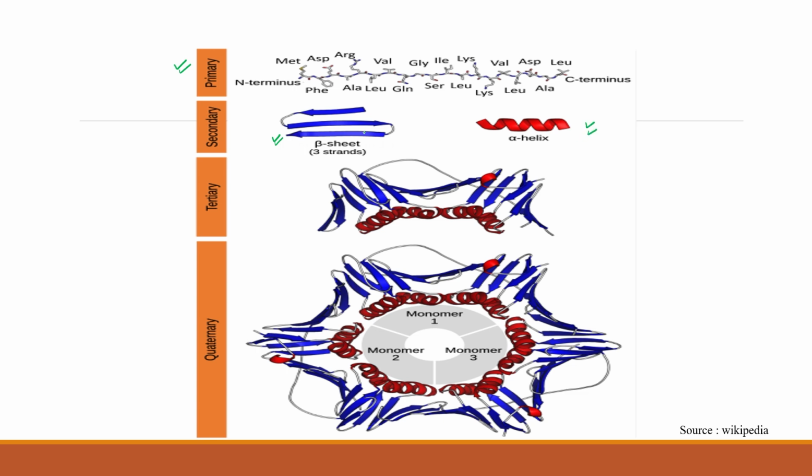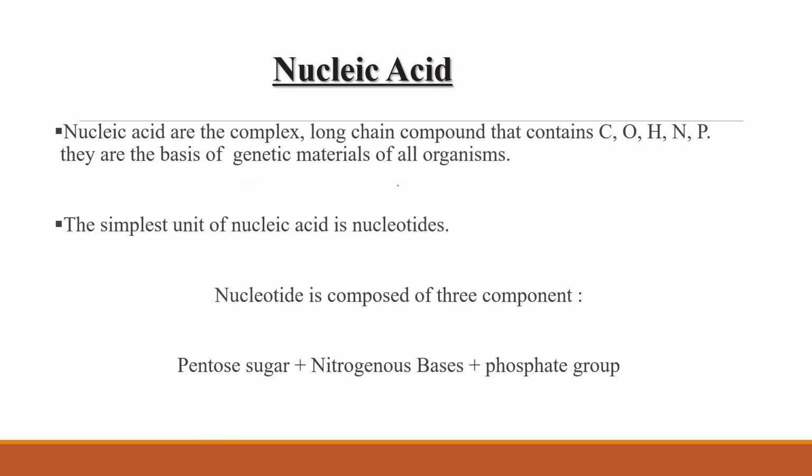And tertiary structure: refolding of both the forms of secondary structure makes tertiary structure, and this time we can use the term three-dimensional structure. But only one type of polypeptide. After the folding of tertiary structure, this quaternary one is formed, and in this quaternary form more than one monomer unit is there. So this is the structure of the quaternary one. Now the next type of macromolecule is nucleic acid.